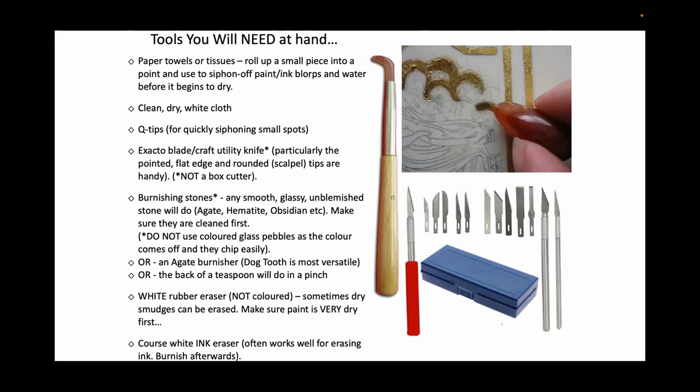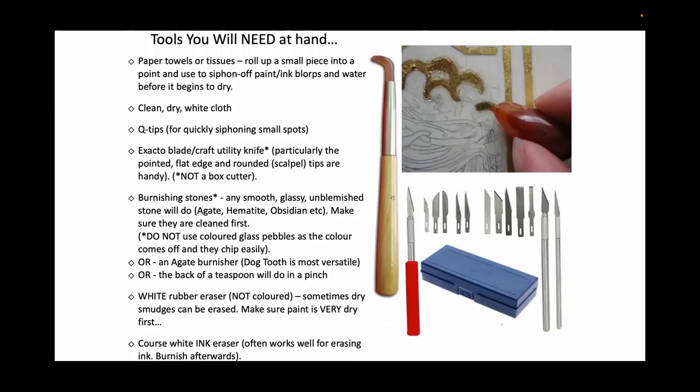So don't do that. Or you can get an agate burnisher, which is what you see in the middle of the page there. That one's called a dog tooth, which is probably the most versatile because you do have a tip on there and flatter edges and whatnot too. So they're very handy. In a pinch, though, the back of a teaspoon will also work. I have used it. It worked quite fine as long as the teaspoon doesn't have any scrapes or anything on it, because again, it'll scrape your paper.